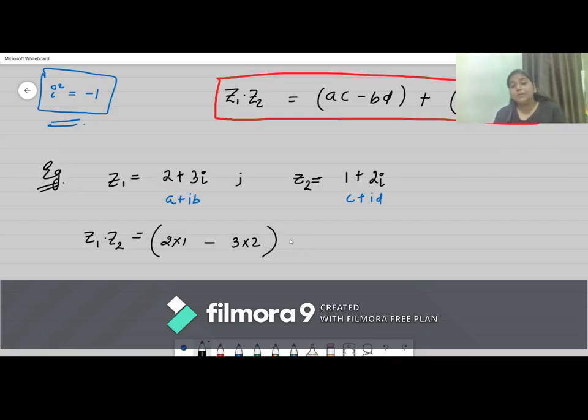Now, what is the imaginary part of it, children? A into d, 2 into 2, plus b into c. Now you just need to match it with the formula of z1 into z2, which was a into c minus b into d, plus a into d plus b into c, times iota.